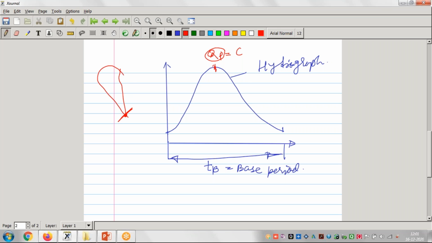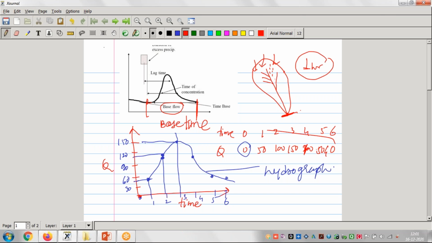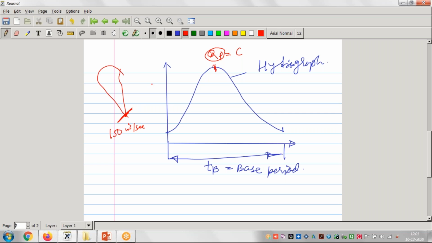At this outlet, in this case, we say this is 150 meter cube per second. Like in our case, we have taken these discharges, right? In our case, this 150 is the maximum. So this is the highest peak. So QP in our case is 150. That is the highest discharge rate. So it starts from this point up to here.